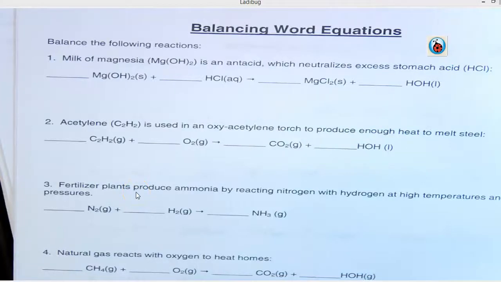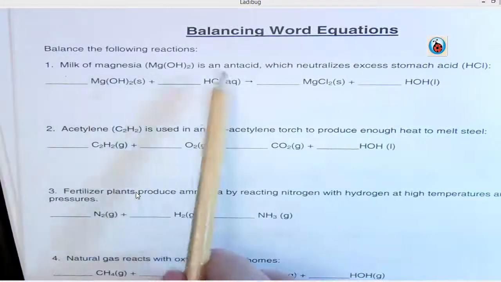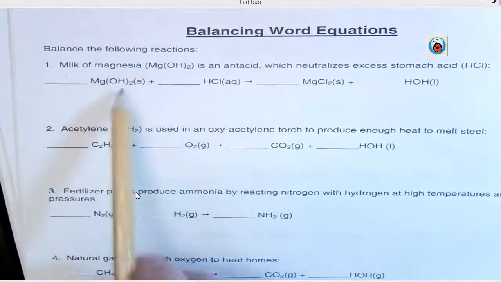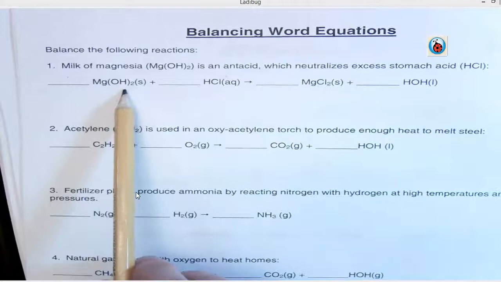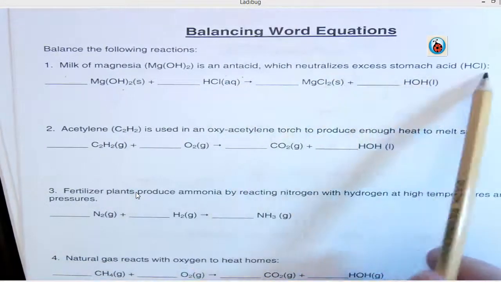Balancing word equations are going to be the same as the equations you've already balanced. Okay, so it's just like these, but what have we added here? We've added words: milk of magnesia. It's telling you this compound is milk of magnesia, an antacid, and neutralizes stomach acid, hydrochloric acid.